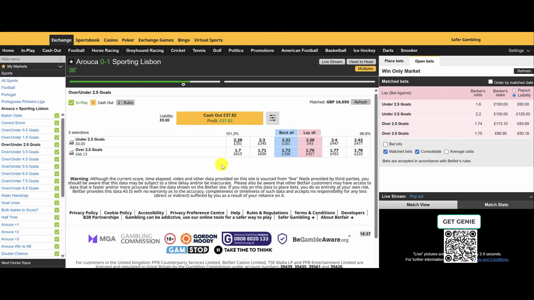But anyway, for this trade, we've pretty much achieved what we were looking for. We wanted both our lay orders matched, then we get the goal. Now we're in a strong position to trade the rest of the match and to potentially go for more goals, depending on the XG, etc. So anyway, nice example for you. Arouca 0, Sporting Lisbon 1.